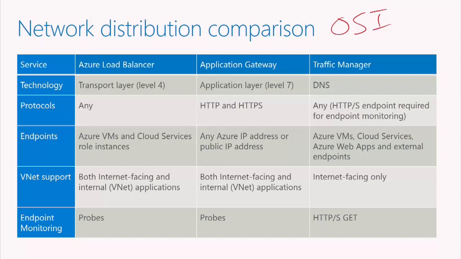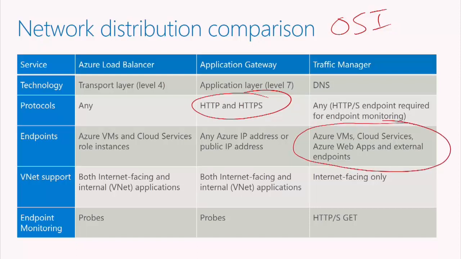With an application gateway, it's limited to HTTP and HTTPS. The endpoints can be any Azure IP address for an application gateway. And then for the Traffic Manager, it's any external endpoint. So the Traffic Manager is the bigger of the two. It's designed to work at a broader scale and distribute load across geographic regions, subscriptions, or different Azure data centers.